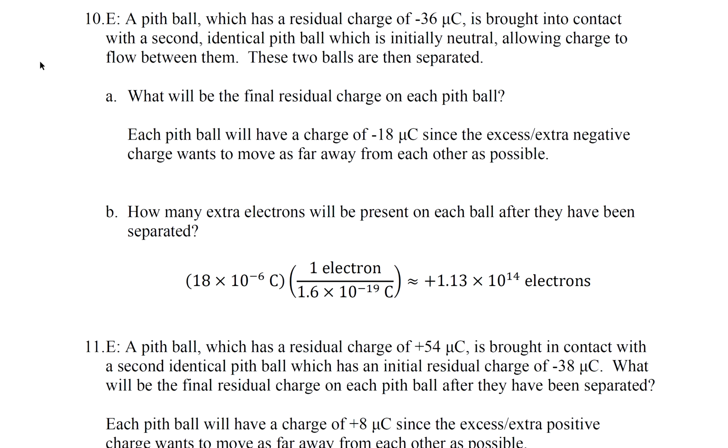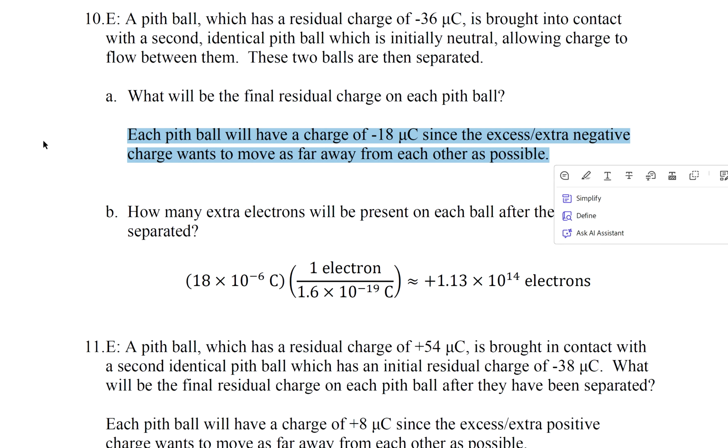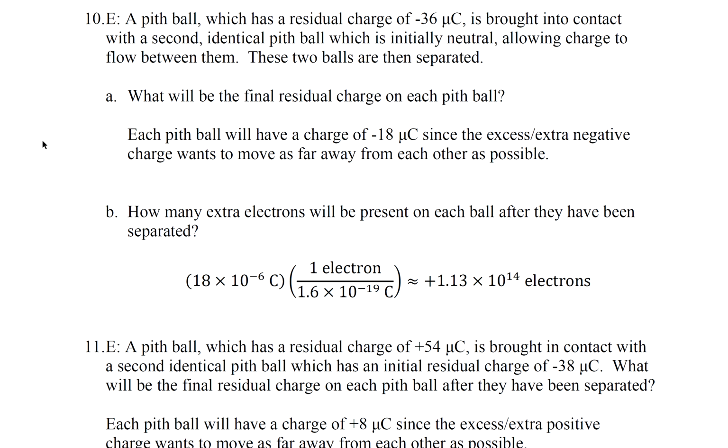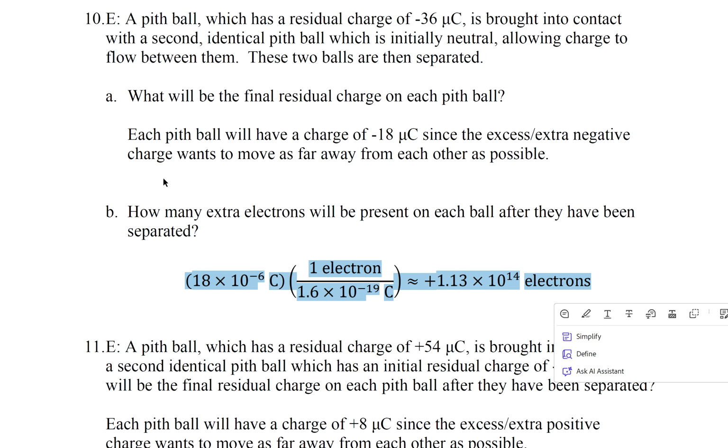Well, if they're identical pith balls, that means they have the same surface area. And since each electron wants to go as far away from each other as possible, each pith ball is going to have a charge of minus 18 microcoulombs. That's a net charge. Part B, how many extra electrons will be present on each ball after they have been separated? So we're going to go from coulombs to electrons.